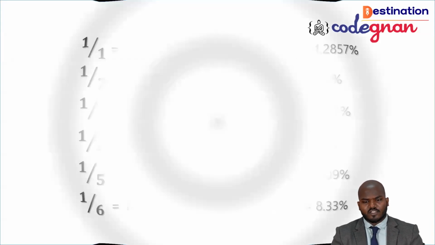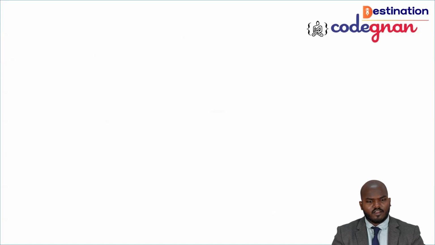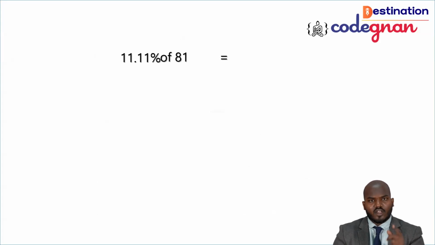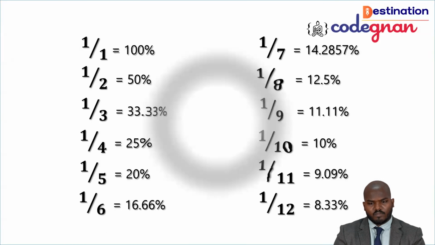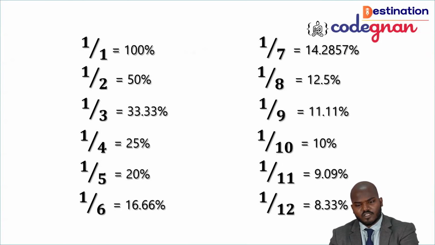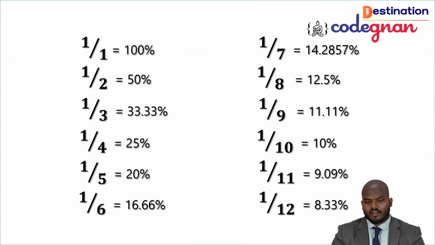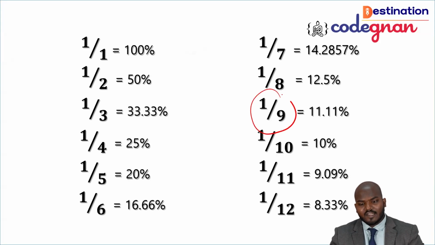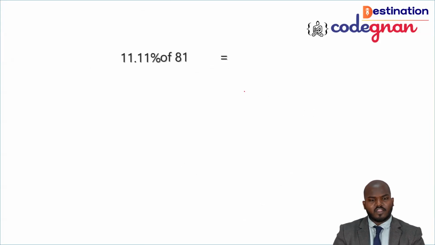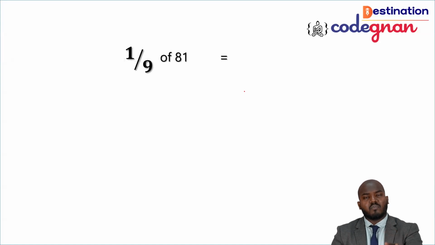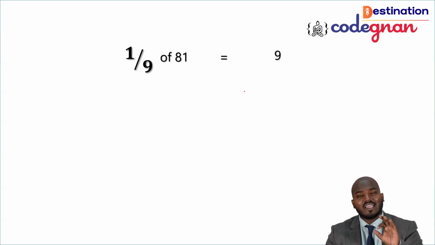Okay. So going onwards, guys, you see this one: 11.11 percentage of 81. How can I solve this? What is 11.11 percent as a fraction? 11.11 percentage means 1 by 9 directly. If I keep 1 by 9 instead of 11.11 percentage and cancel, I get the value 9 directly, if you memorize what I showed previously.